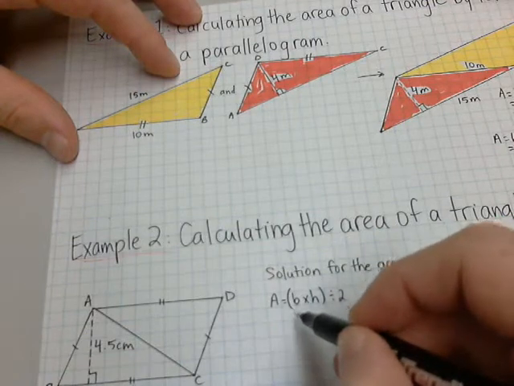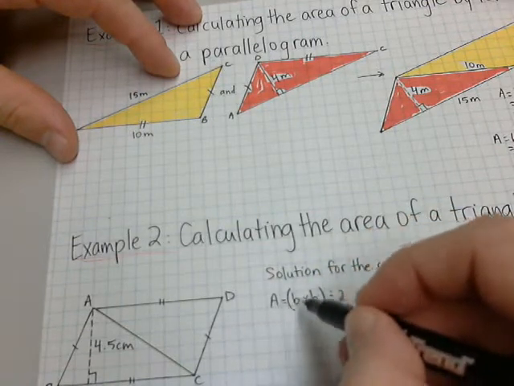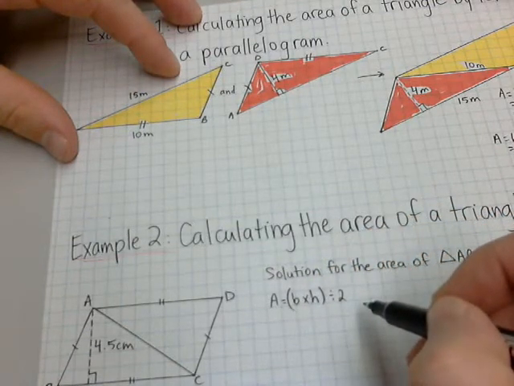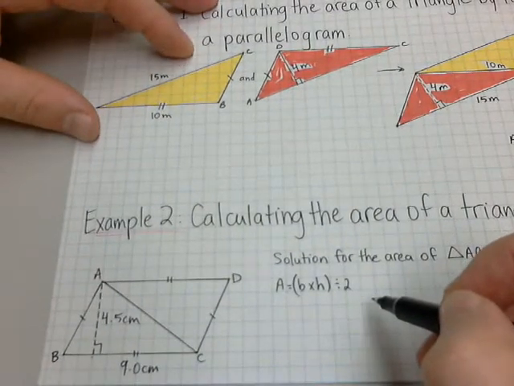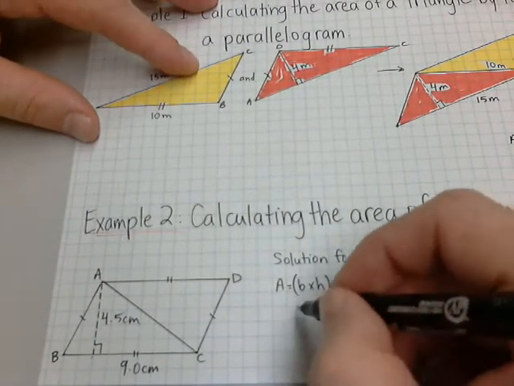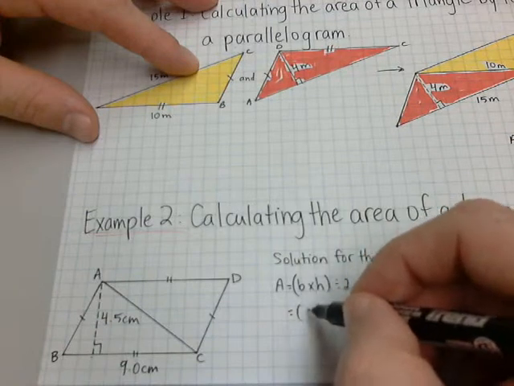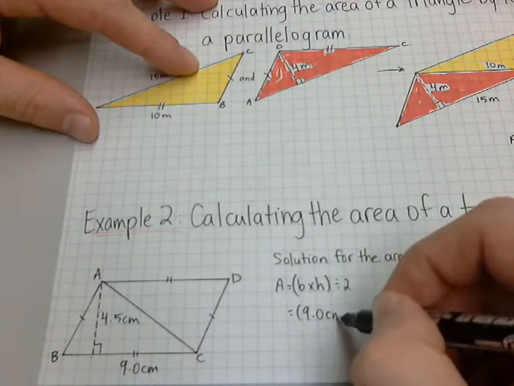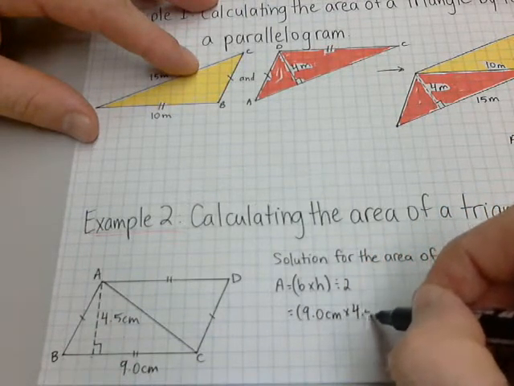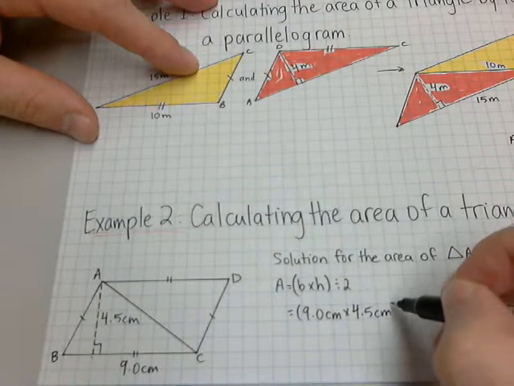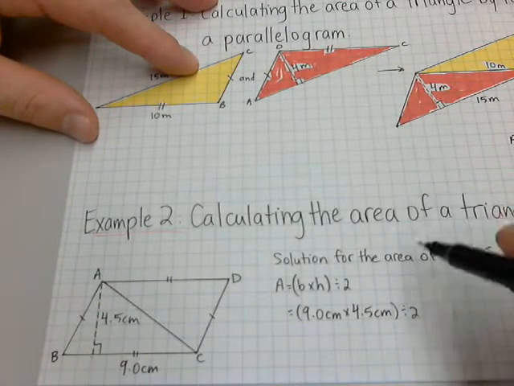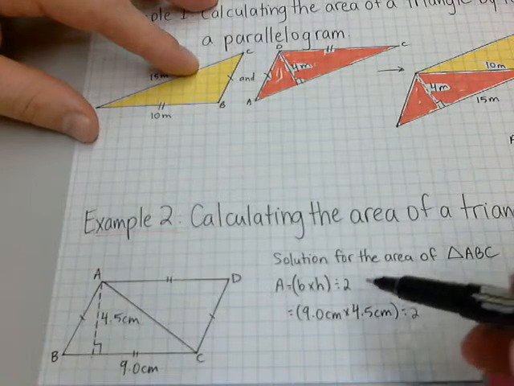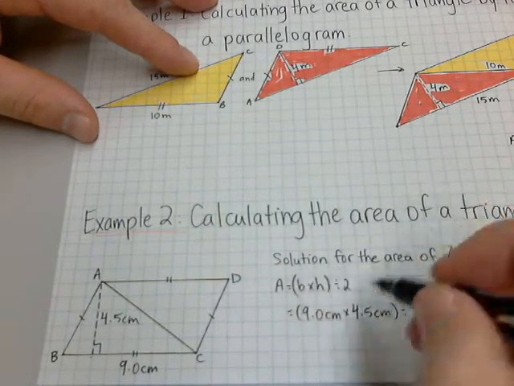Okay? So what that shows us is that this formula, area equals base times height divided by 2, will tell us the area of a triangle. And when we do our substitutions, we get 9 centimeters as the base times 4.5 centimeters divided by 2. Remember, with order of operations, we bring stuff down from line to line, and the equal signs are lined up.